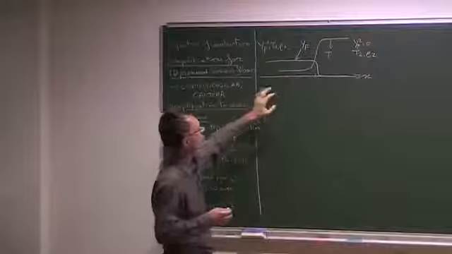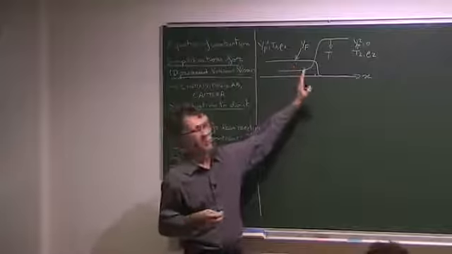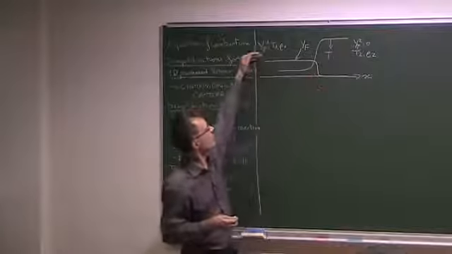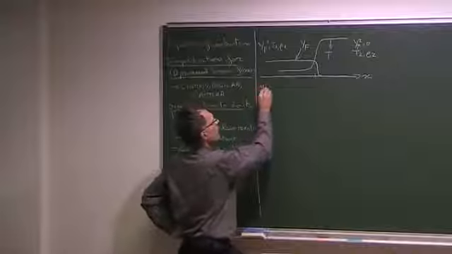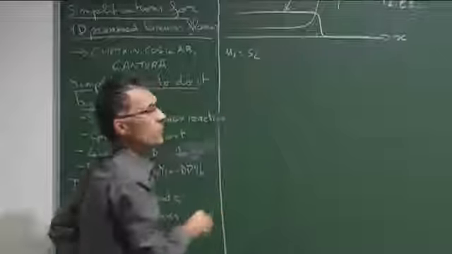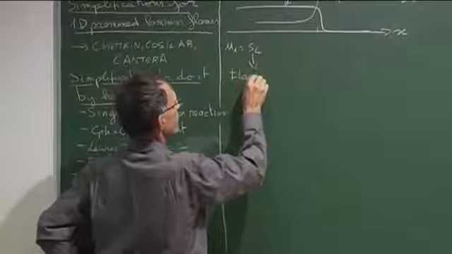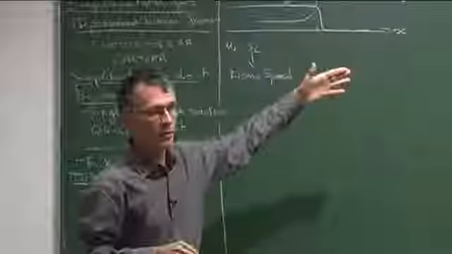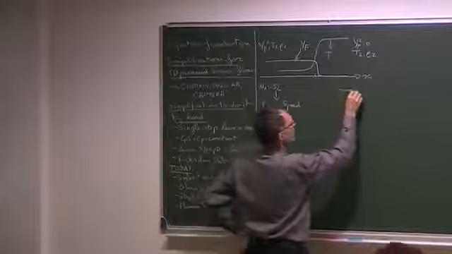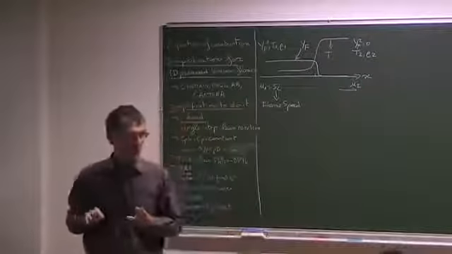Let me summarize here. The objective is the following. We are in the reference frame of the flame. So the flame is not moving. The flame sees a flow arriving here at a speed u1, which must be equal to SL, where SL is the flame speed. And on the other side of the flame, the flow is leaving here at a speed u2. But in the reference frame of the flame, nothing is moving.